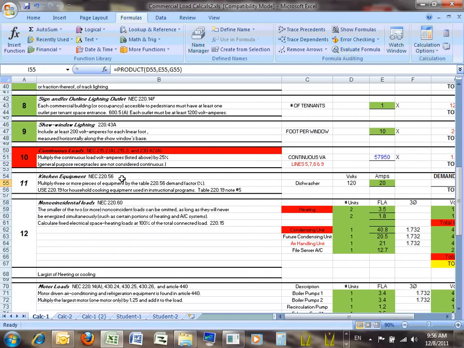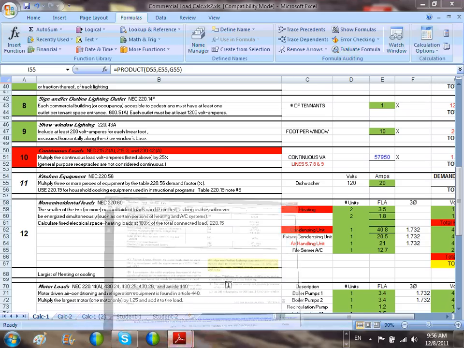I want to take you guys to 220.56, though. Very important, 220.56, if you have mechanical equipment. 220.56 says you have to do some derating. So let's go to 220.56, if you guys don't mind. 220.56.